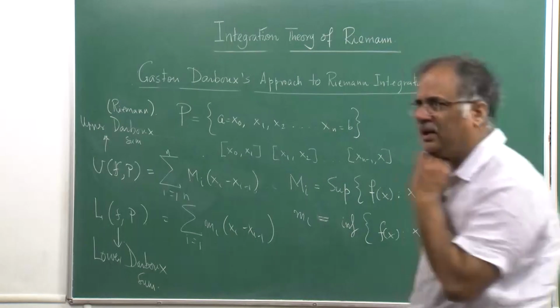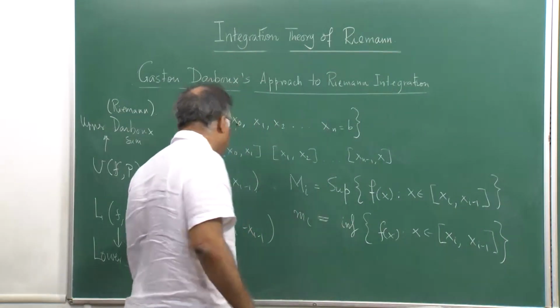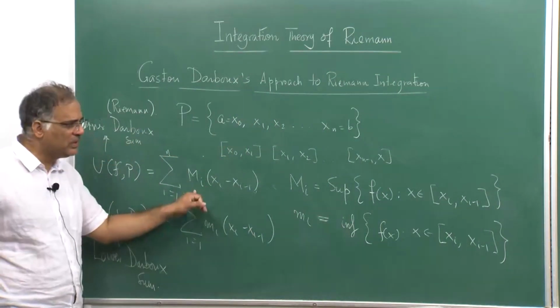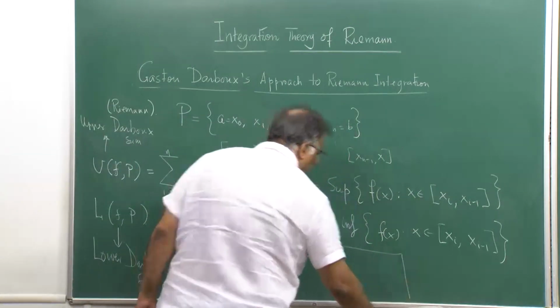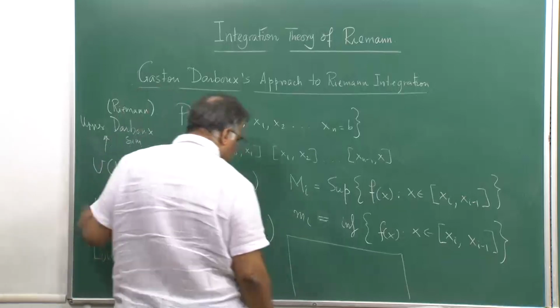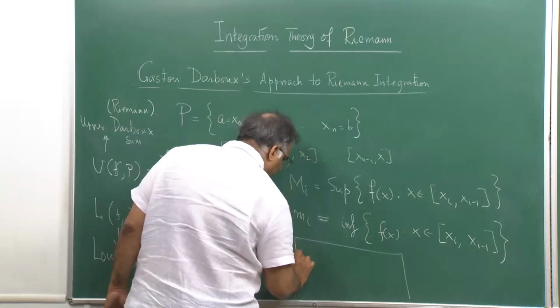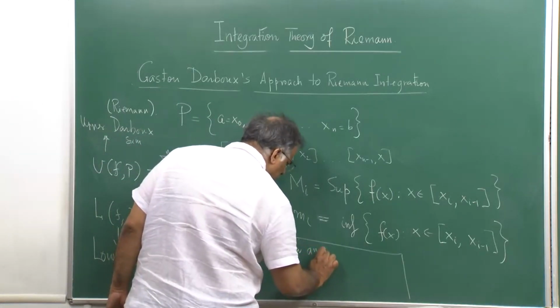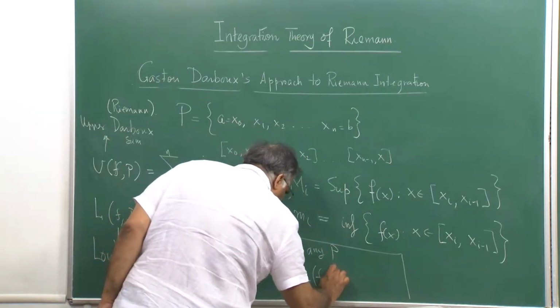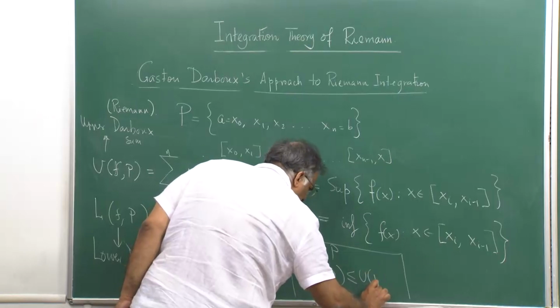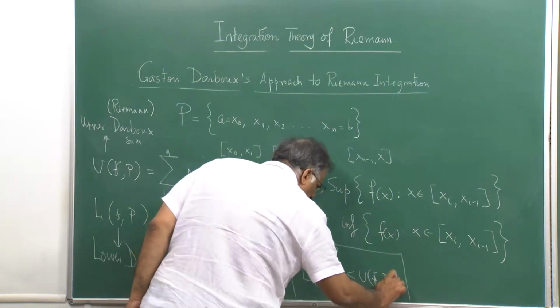So you can immediately understand that small mi should always be less than capital Mi. So one result about the nature of the Riemann sums or the Darboux sums is clear: for any P, the lower Riemann sum is always less than the upper Riemann sum.